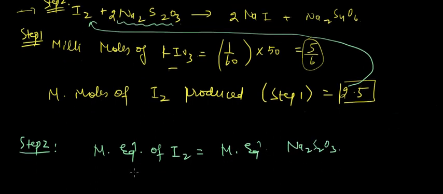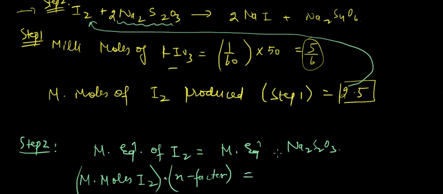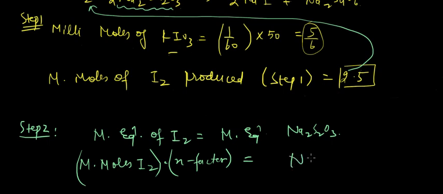Milliequivalent of I2 would be nothing but millimoles of I2 multiplied with the n factor of I2 in step 2, which should be equal to the milliequivalent of Na2S2O3, which is normality of Na2S2O3 multiplied with volume of Na2S2O3. Is the n factor required? No, the n factor is not required in this case. Why? Because this is directly normality into volume, which directly gives us the milliequivalent of Na2S2O3. This volume is in milliliter.